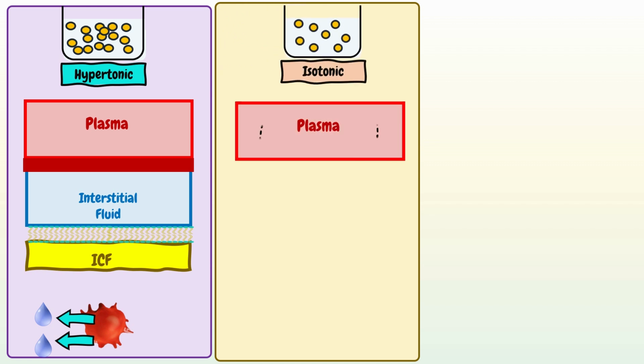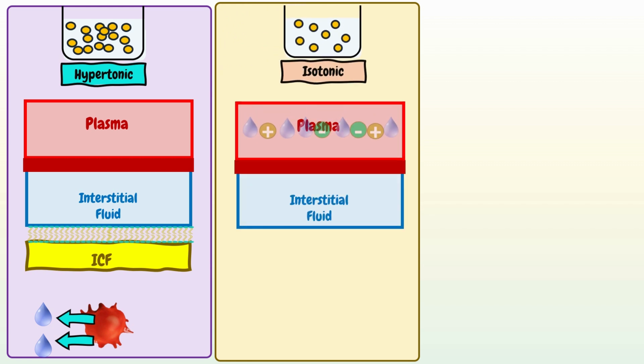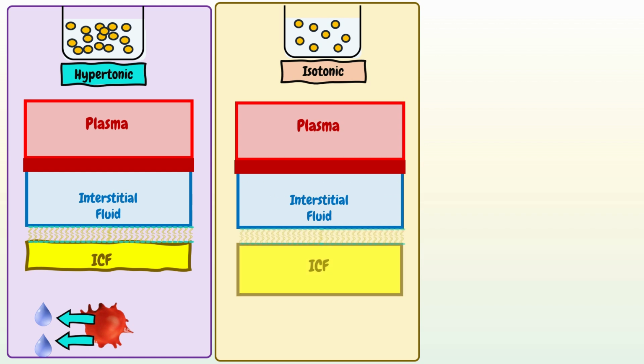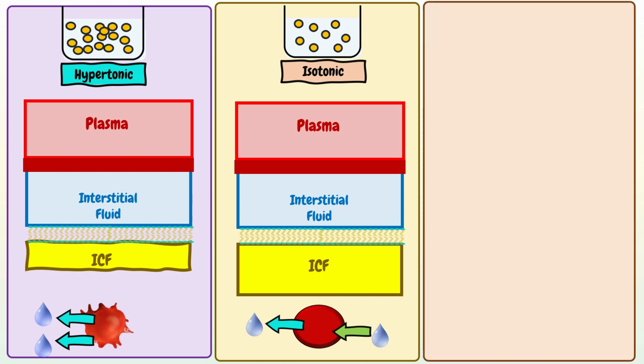In case of isotonic fluid, plasma volume expands. Free movement of water and ions from plasma leads to expansion of interstitial fluid. Fluid is isotonic, so no osmotic potential is generated between interstitial fluid and cells. Intracellular fluid is unaffected, so the cell remains unaffected.